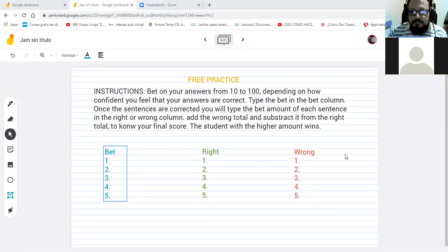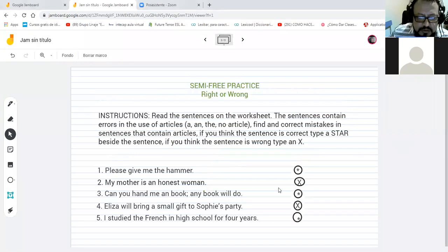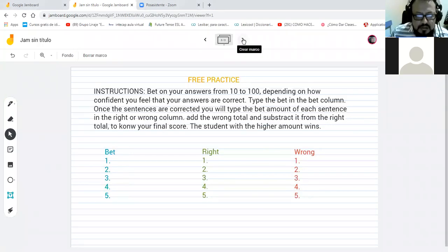Yes. All right, perfect. So what we're going to do is that this is the activity that we just did, right? You guys answered whether these sentences were right or wrong. You guys have your answers right here, stars or X, and you also corrected the sentences, right? So let's go ahead and move on. This is hitting the arrow so we can go to the third page.